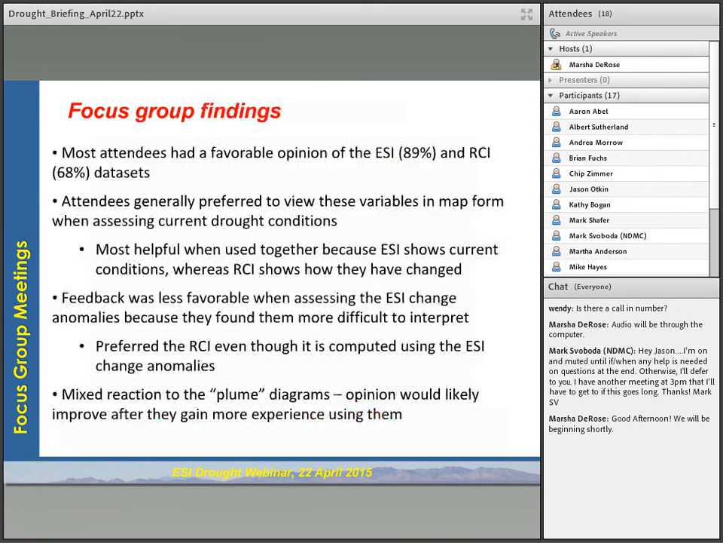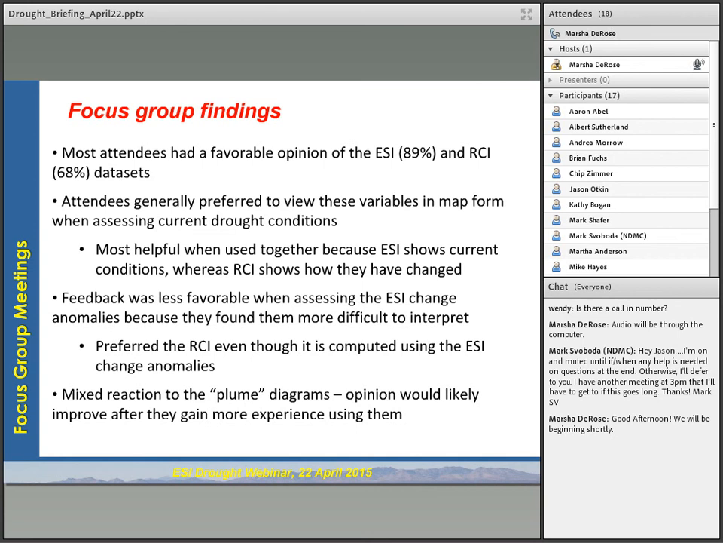Next slide, please. Okay, so during each meeting, the attendees used the ESI change anomalies and RCI data sets to analyze the evolution of several drought events. These data sets were presented to them either as separate domain maps for each variable and time, or as part of the plume diagrams that I showed earlier that combine information from multiple data sets into one image.